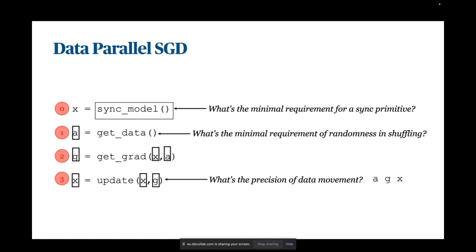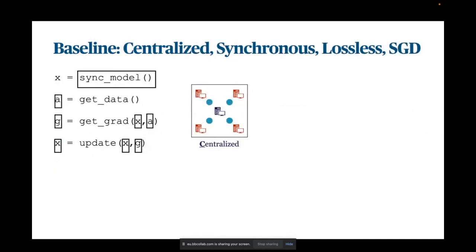And also, whenever you are getting the data, you need to have a certain notion of randomness in how you get it. You cannot have a worst-case systematic scan over your data, which is going to screw up your convergence. What is the minimal requirement of randomness in data shuffling? If you look at this full loop of algorithm, these are, in our opinion, three fundamental questions that we have to understand if you really want to relax this algorithm.